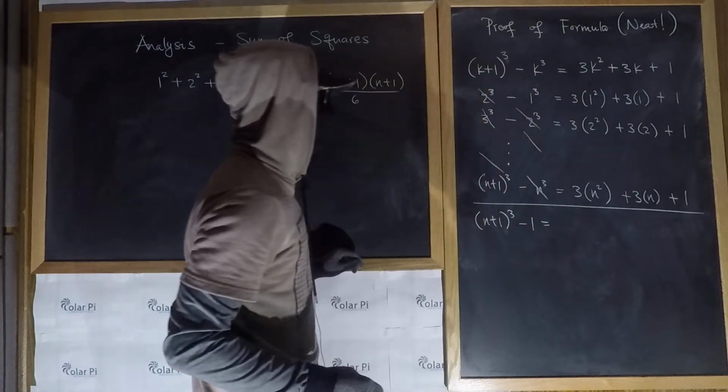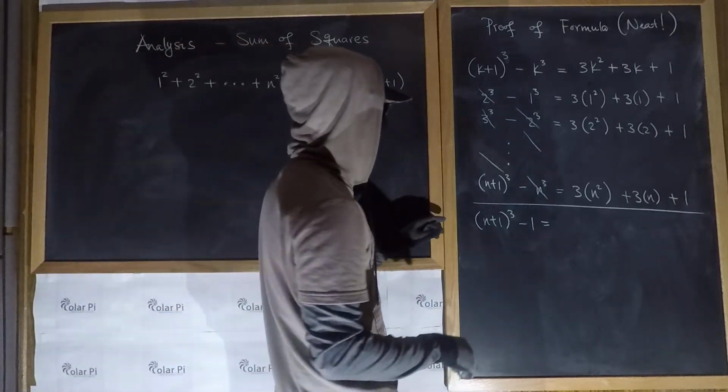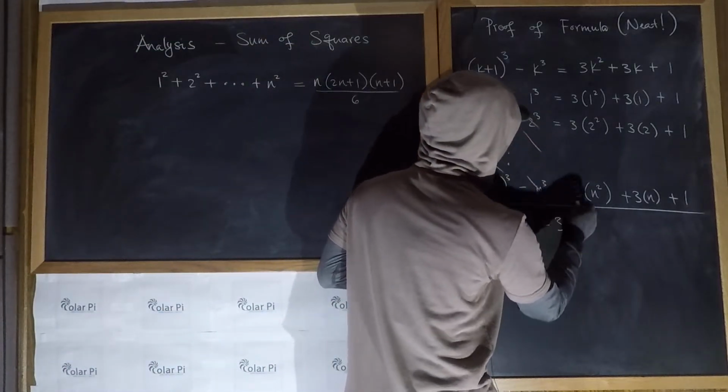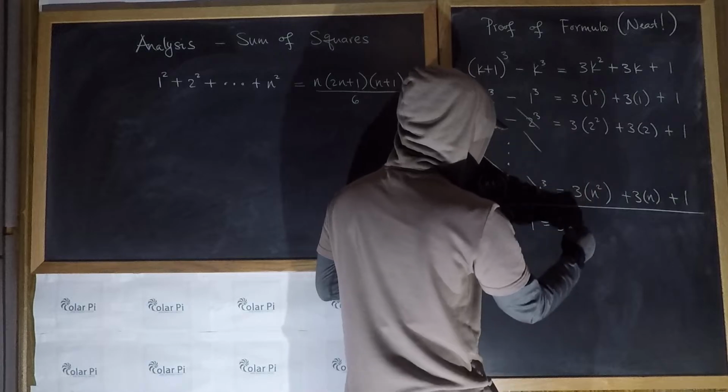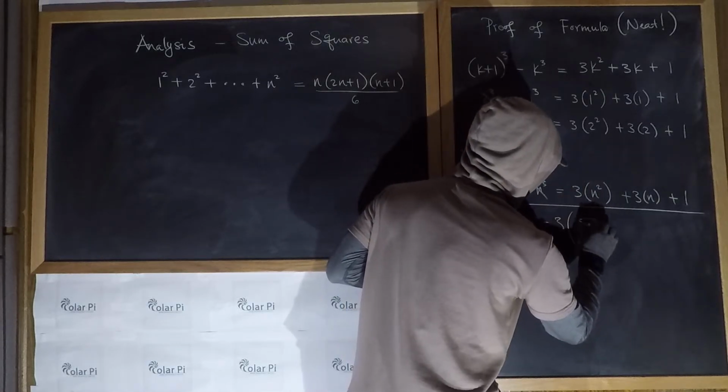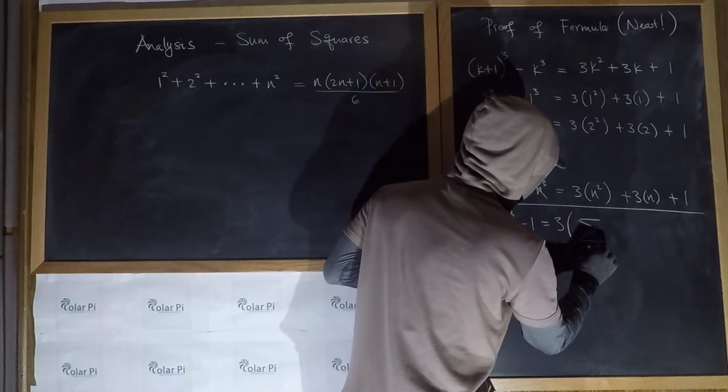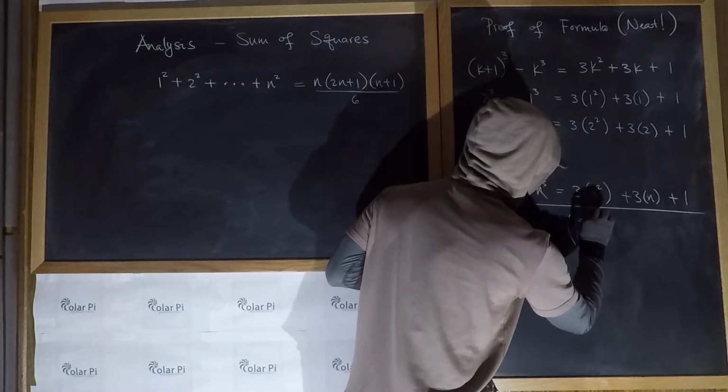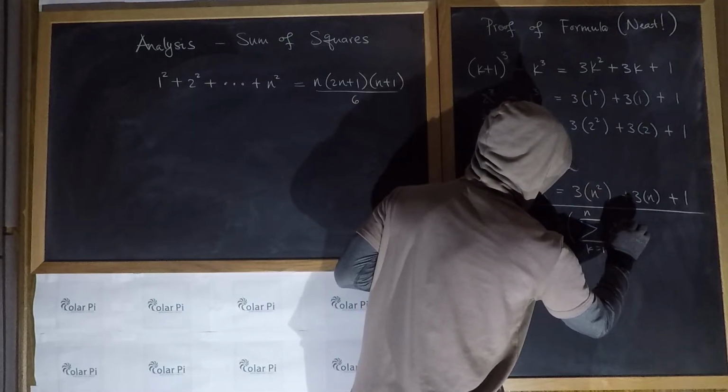But what's the right-hand side? The right-hand side is 3, because 3 is in all of them, times the sum from k equals 1 to n of k squared.